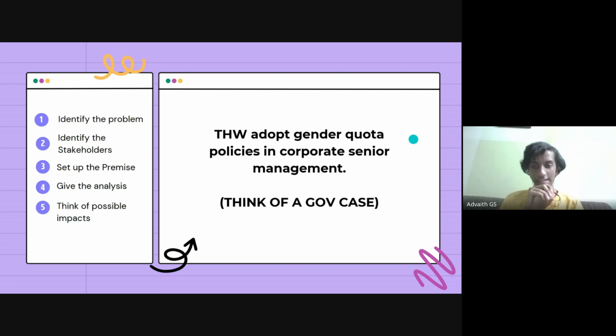Adopting a gender quota policy means that you're reserving seats for women, which means that men cannot occupy them. Say you've got 10 seats, and 2 seats or 3 seats are for women.